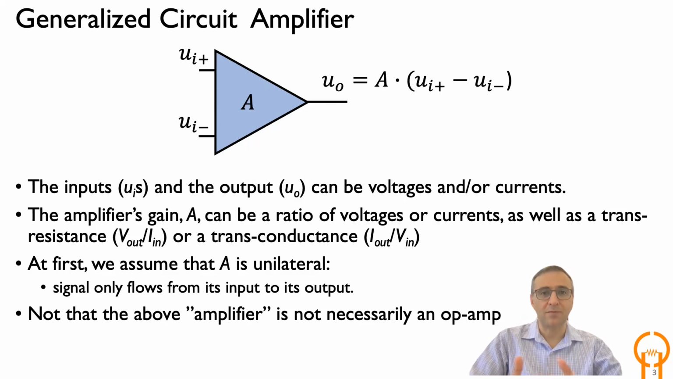The basic property of this box that we'll use quite frequently is that its output is some gain times the difference of the two inputs. Of course, if the output, for example, is a voltage and the two inputs are currents, then this gain will have units of ohms, so units of impedance or resistance, and all sorts of variants on this exist. So then the question really is, how do we apply feedback to this? For now, we assume that this amplifier is unilateral, meaning that the signal only flows from left to right, basically from its input to its output.